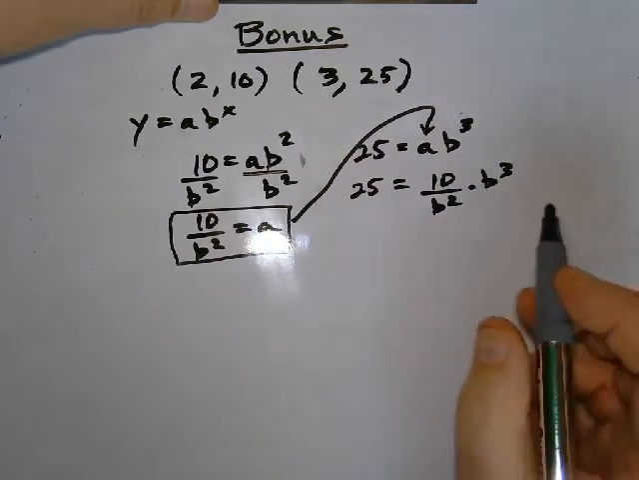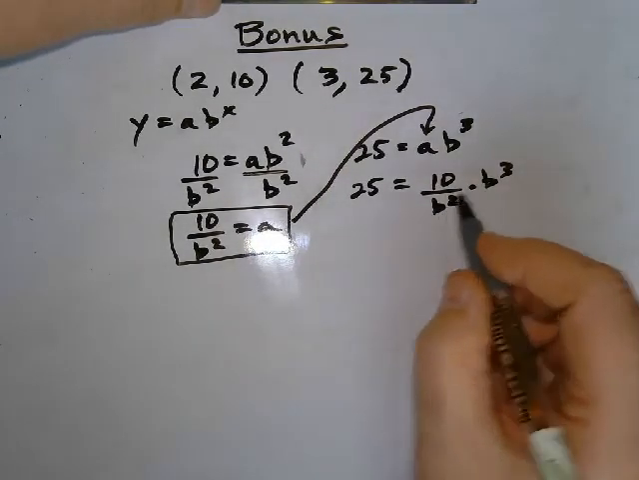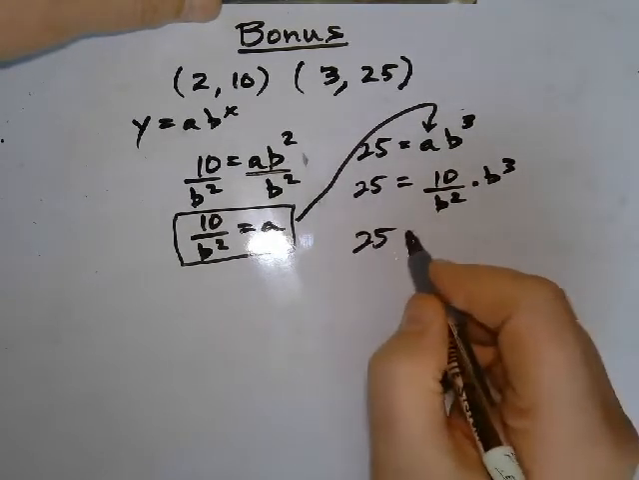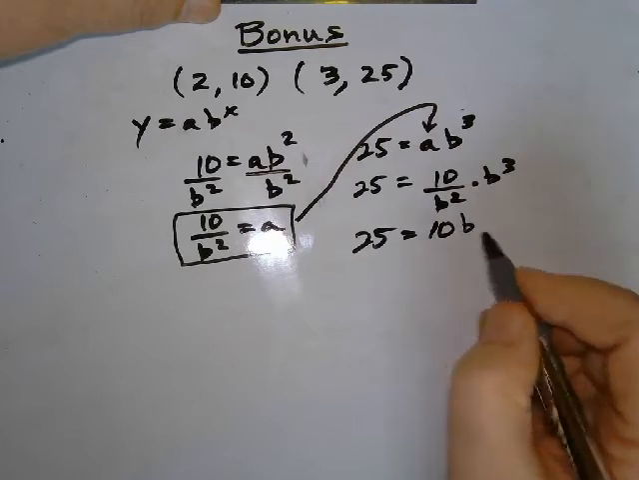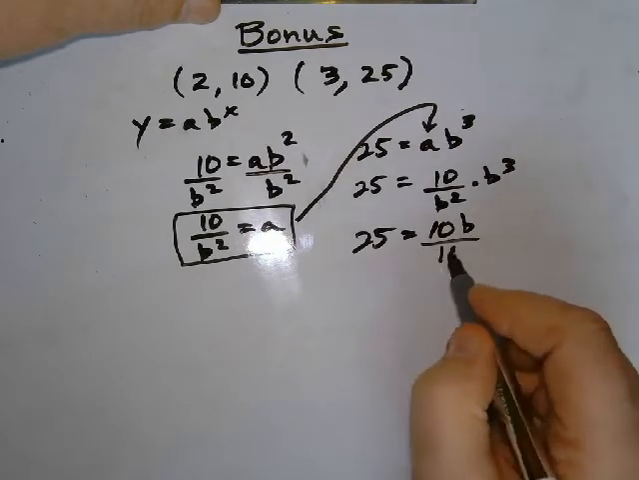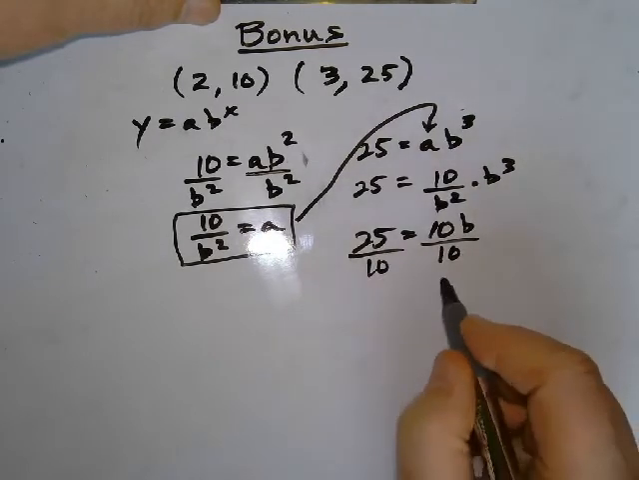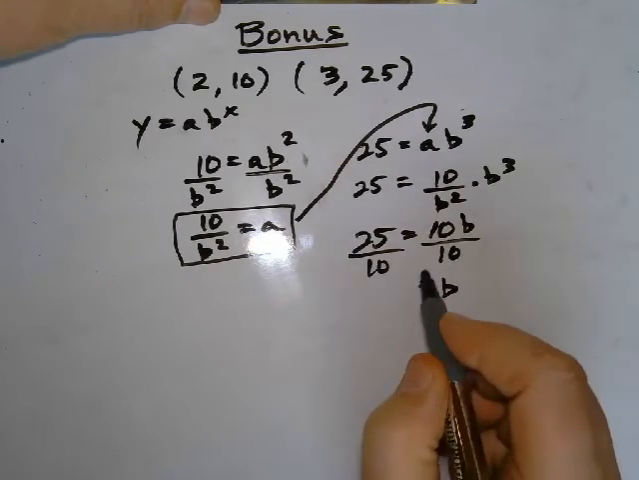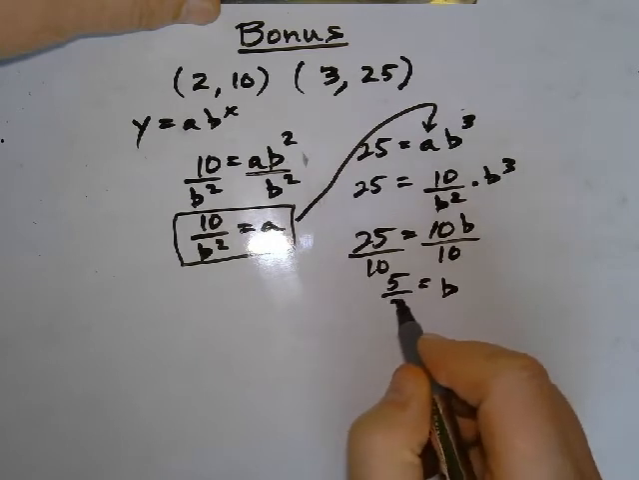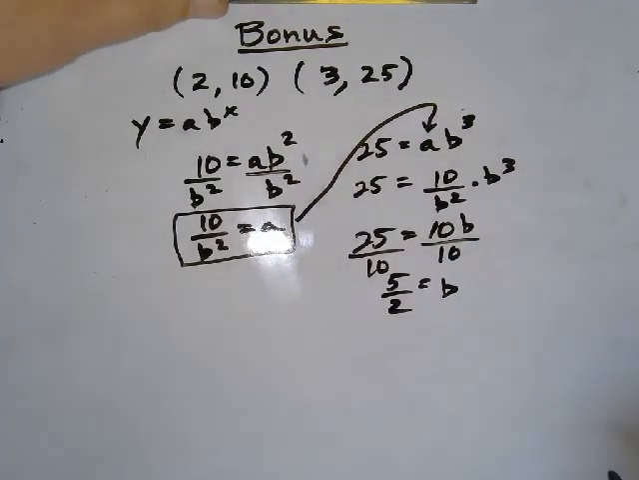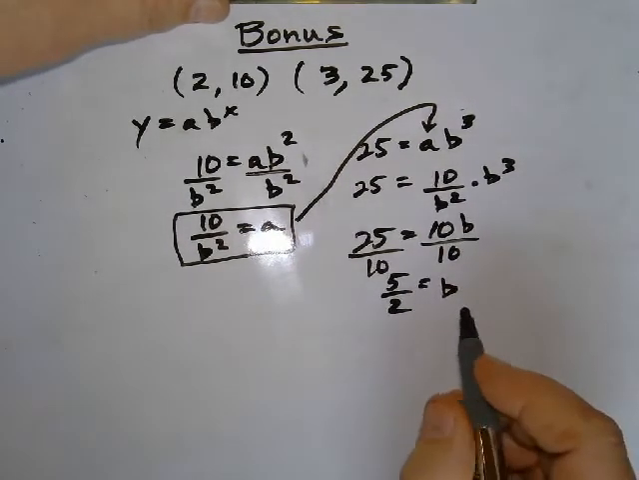Now this one actually looks easier to solve this way. If we reduce, we get 25 equals 10 times b cubed over b squared, which is b. And divide both sides by 10. And we discover once again that b is, see, 5 goes in there, 5 halves. The base is the same. So we found the base the same way.